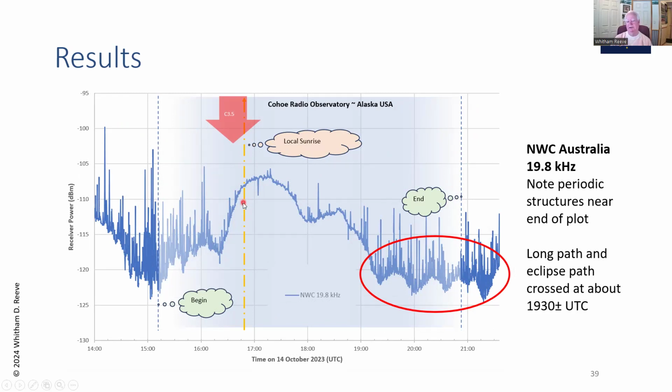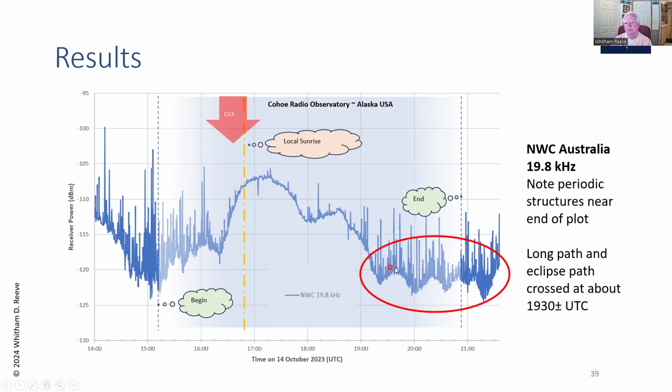So when I looked at this plot, I didn't see anything obvious that had to do with the eclipse itself. I can see some effects, there are always effects at sunrise and sunset on VLF paths. So I wasn't able to distinguish anything eclipse related in the way the signal level from Northwest Cape was received. But there is some interesting phenomena going on over here.